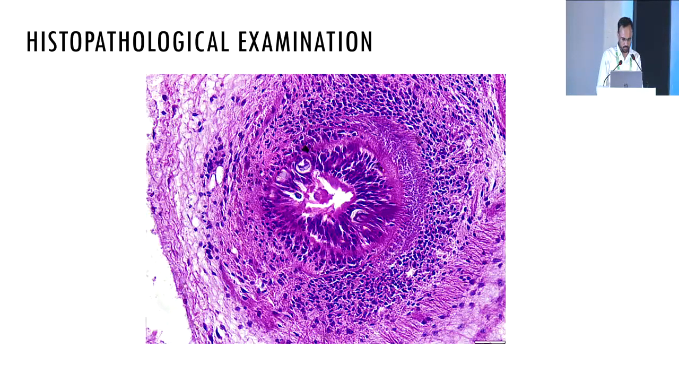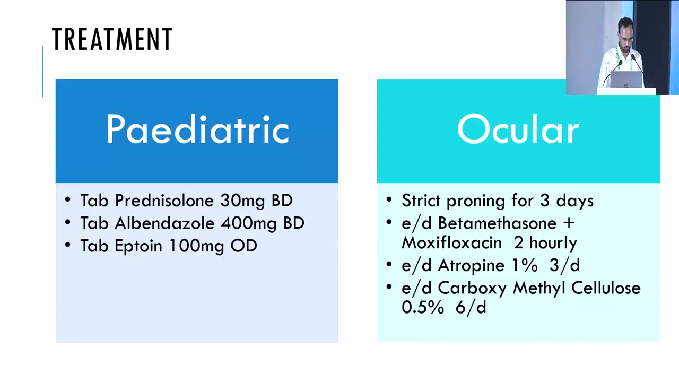It revealed a cyst showing a parasite having a thin wall composed of an outer cuticle layer, a middle cellular layer, and the innermost reticular layer, along with the presence of scolex and hooklets. The patient was put on tablet albendazole under the cover of steroid and Eptoin. From our side, he was advised strict proning for 3 days.